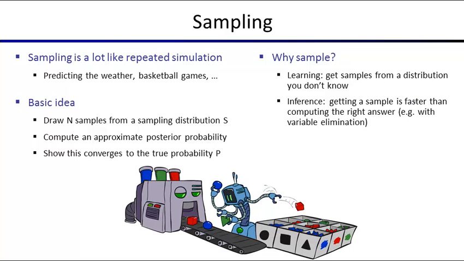So basic idea is you draw n samples from your sampling distribution. Then you compute an approximate posterior probability from these samples. In the basketball game, you maybe simulate the game 100 times, and then you say how many times did the Lakers win, and that would be your estimate of a probability. And then you can actually show that if you were to simulate sufficiently often, you would get the right answer.